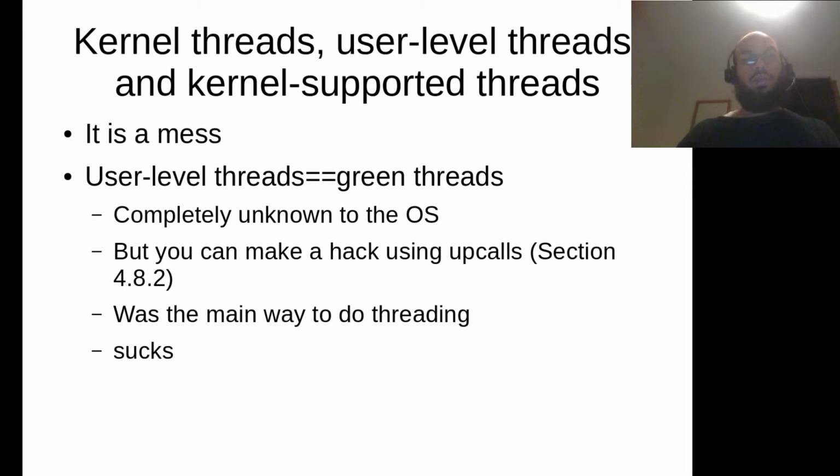Okay, so what is the difference between kernel threads, user level threads, and kernel supported threads? I never talked about kernel supported threads before, but let's just say that it is a complete mess. Let us start with the very easy ones. There is the concept of user level threads, which are also called green threads in some textbooks. These are threads that are completely unknown to the operating system. These are the threads that we talked about in the lecture that do not appear to the operating system in any way. The operating system is completely unaware that these threads exist.